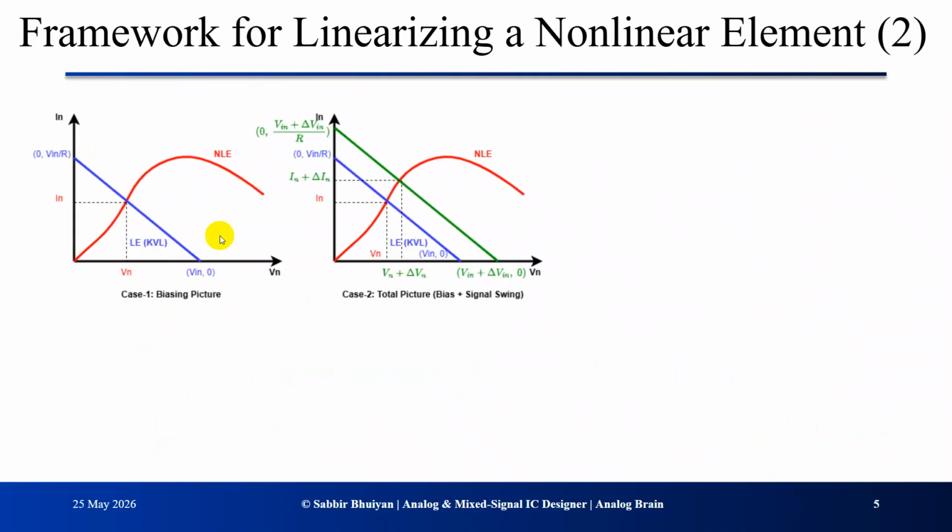This is the case 1 biasing picture. Okay, this is the curve. So this is the linear element, the resistor, from KVL, and this is the non-linear element, and this is IN and this is VN. So this is the case 1 biasing picture.